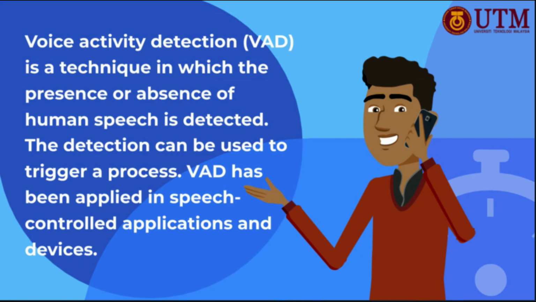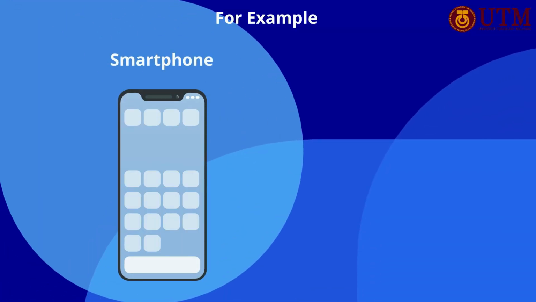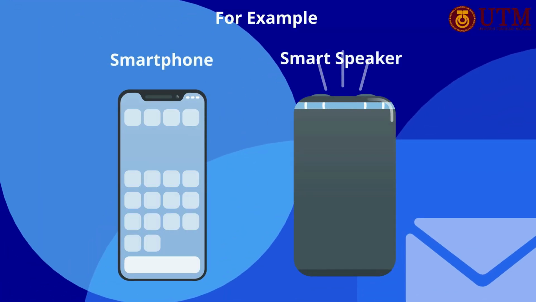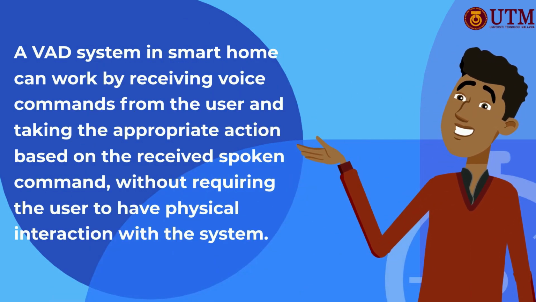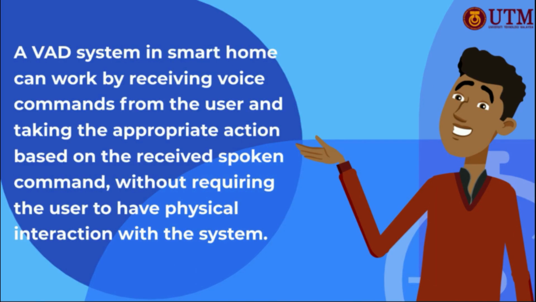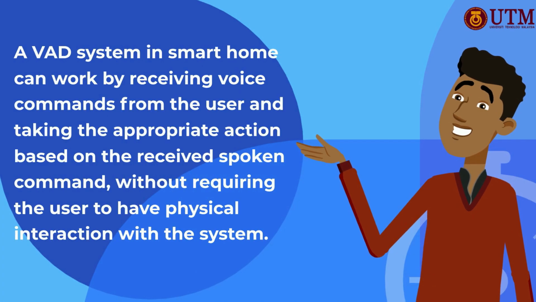So, in other words, VAD is a technique that can detect loud environment sound or human voice, and the detection can be used as a process to give the instruction to control application devices. For example, smartphones that use an assistant and also smart speakers, which are smart home devices that have an assistant to listen to the user and process commands. A VAD system in smart home can work by receiving voice commands from the user and taking the appropriate action based on the recent spoken command without requiring the user to have physical interaction with the system.